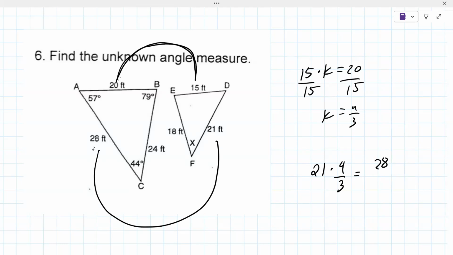The reason that's important is that when you're finding x, x is between the 18 side and the 21 side, which means it's between the 28 and the 24 side. So x is this angle measure here. X is 44 degrees. So it's in a way just more simple. The more challenging thing would have been to find the other angle measures, but whatever.